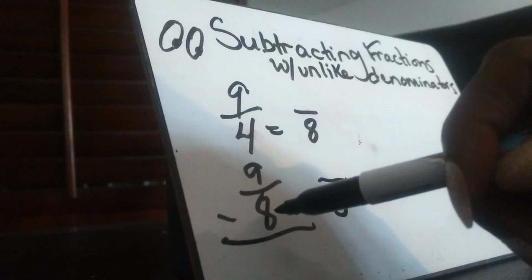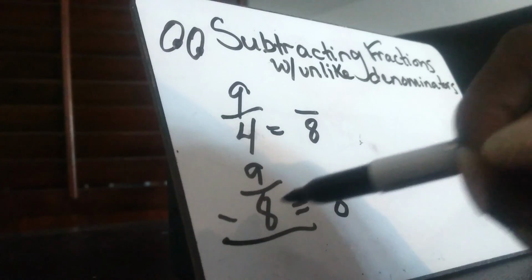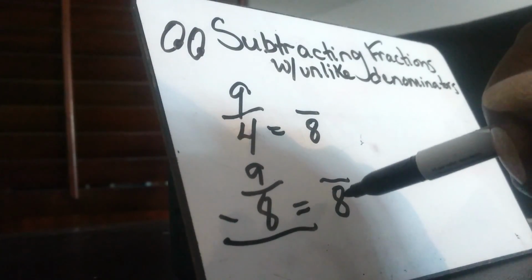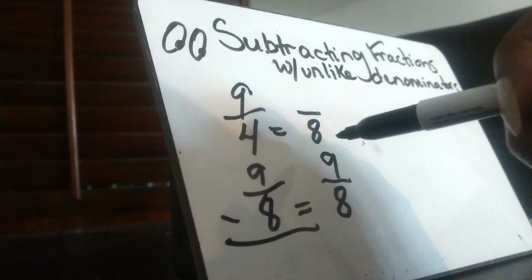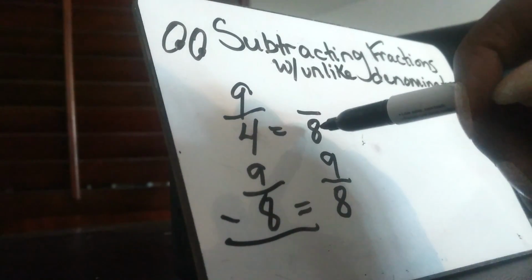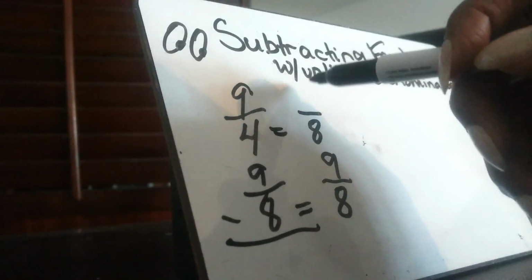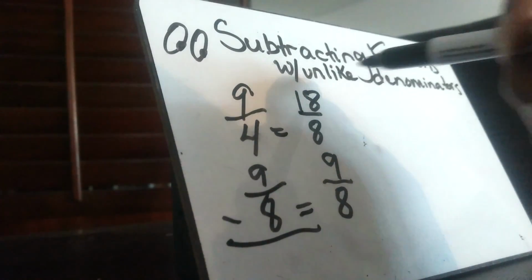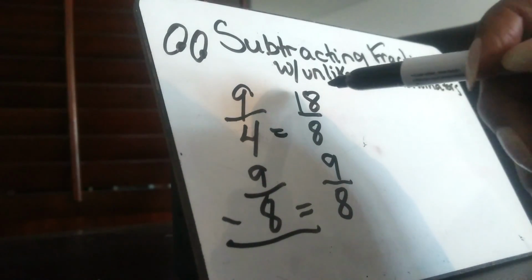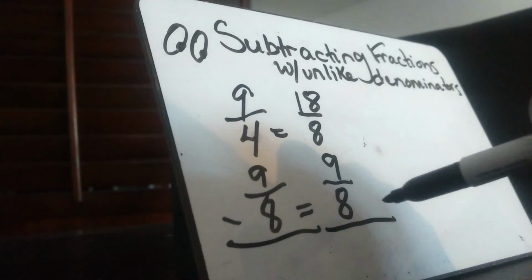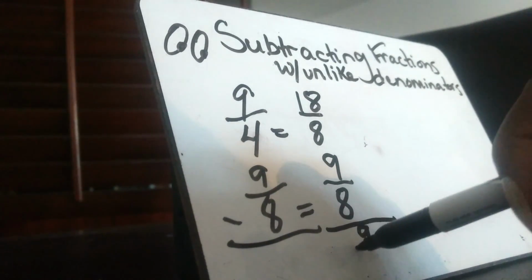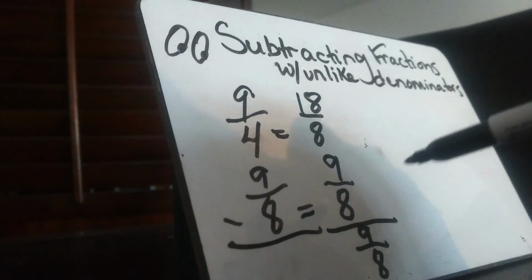Now, how many times does 8 divide into 8, or what times 8 gives you 8? 1. Okay, and then 1 times 9 is 9. All right, what times 4 gives you 8? 2. And then 2 times 9 is 18. And now we know that 18 minus 9 is going to give us 9. And our denominator is 8.